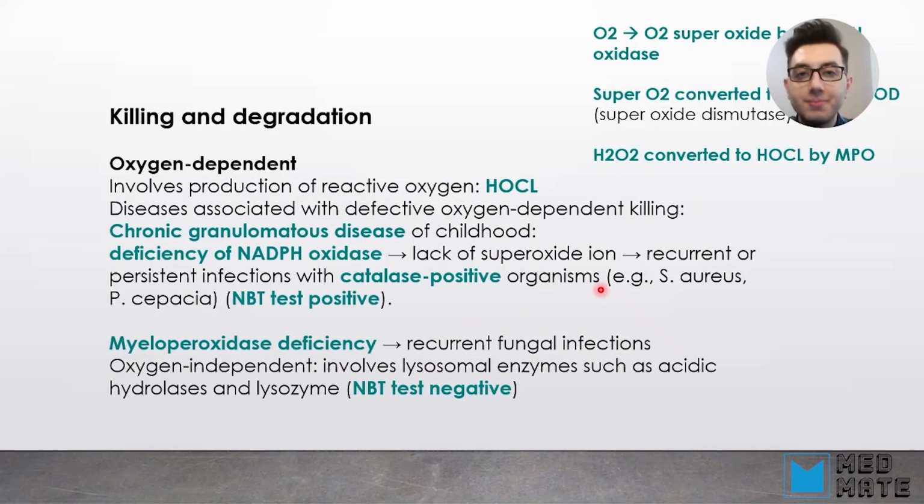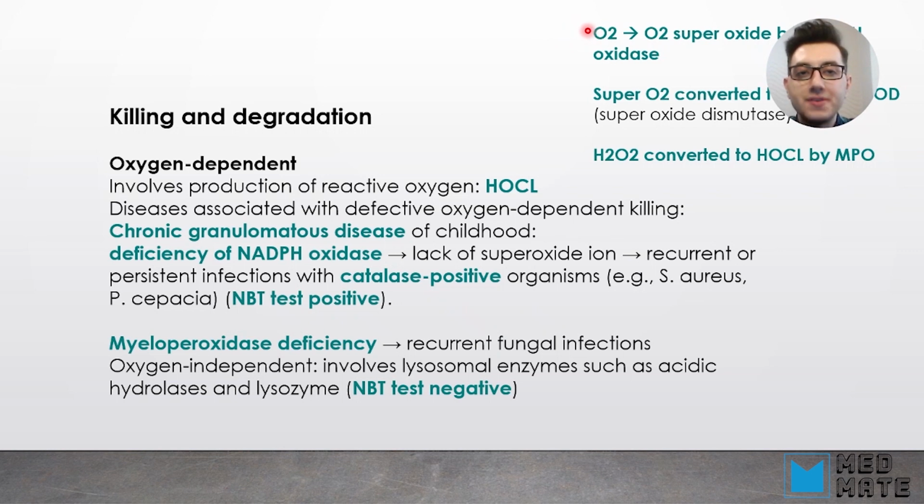Now the last step in here is killing and degradation. Killing and degradation happens via two pathways. One of them is oxygen dependent and another one is oxygen independent. Now the oxygen-dependent pathway is very efficient, and you have to know how it all happens. We have to talk about biochemistry for that.